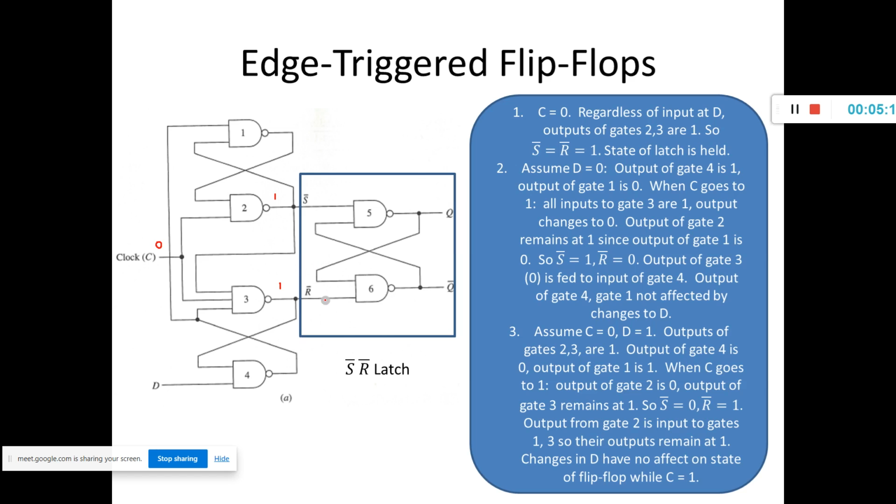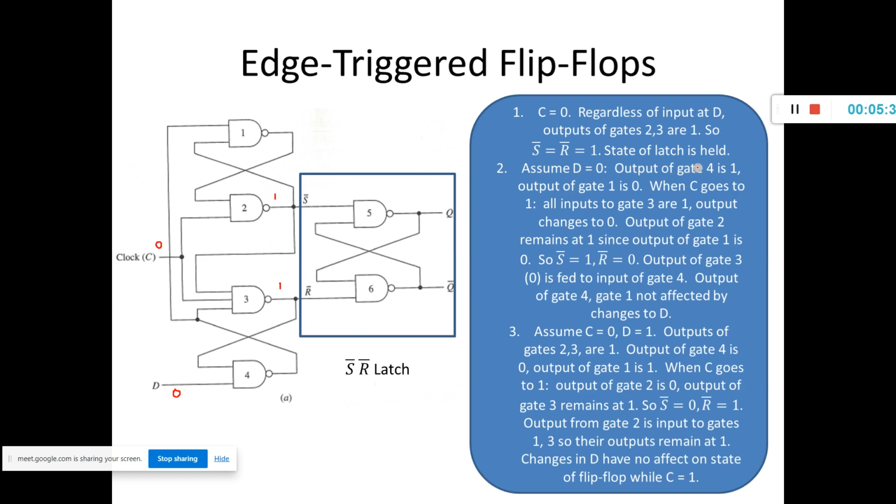So if S bar R bar is 1, the state of the latch is held as it is. That means it retains the present state. Okay, so next assume D is equal to 0. So put D is equal to 0 here.